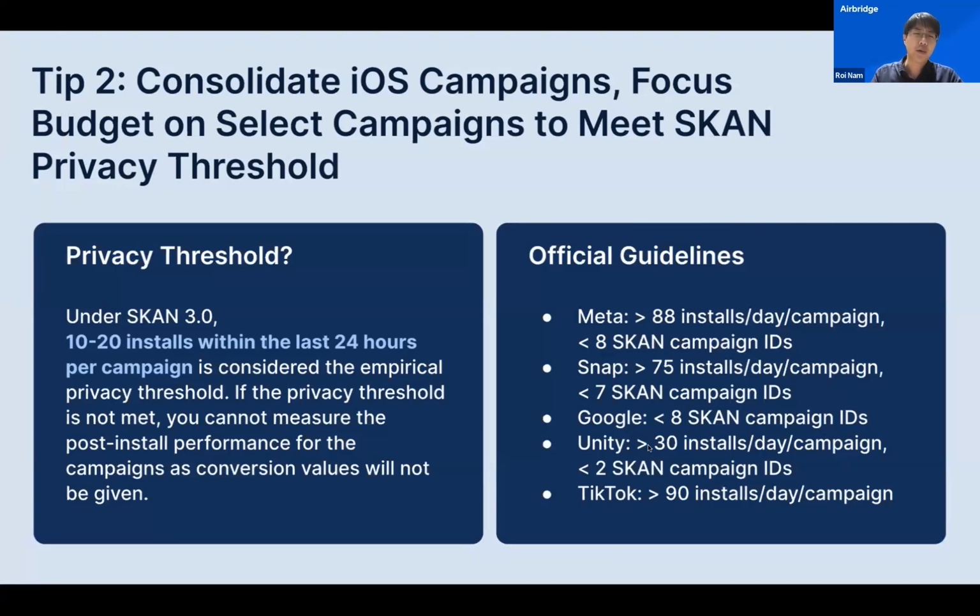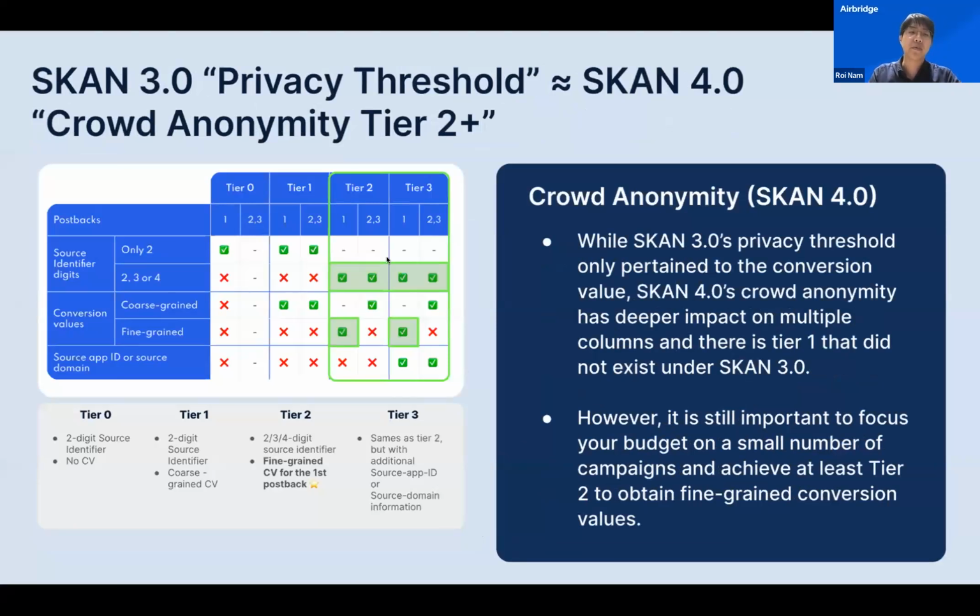The privacy threshold concept is only confined to SKAN 3.0. What happens in SKAN 4.0 is that we have a similar concept called crowd anonymity. If I simplify things, the privacy threshold is almost equal to crowd anonymity tier 2 and above under SKAN 4.0.